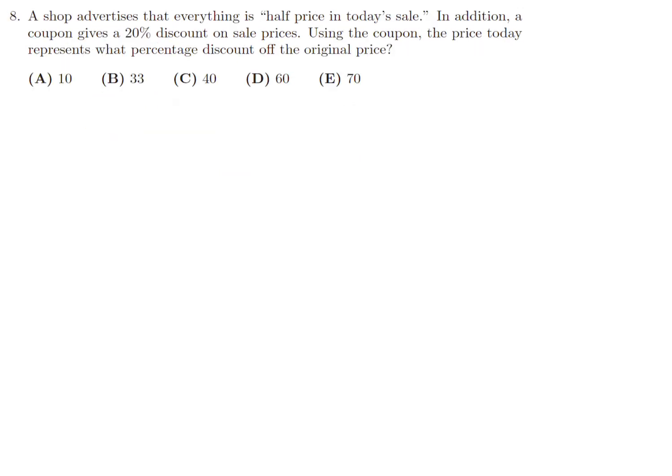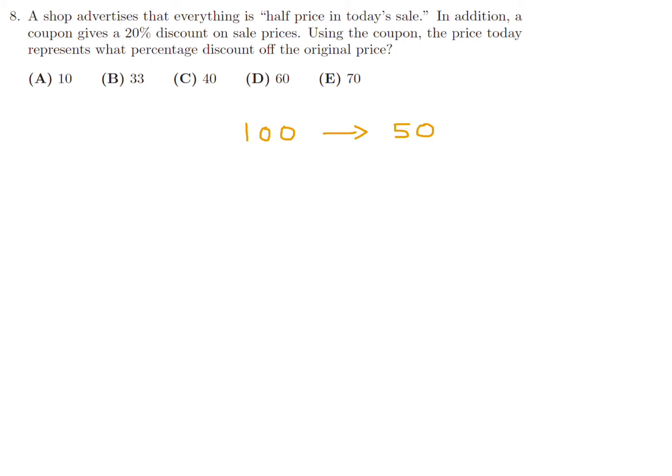A shop advertises that everything is half price in today's sale. In addition, a coupon gives a 20% discount on sale prices. Using the coupon, the price today represents what percentage discount off the original price? So let's just set some numbers, make it easy. Let's say the original price of an item is $100. Because it's a half price sale, it will be at $50.